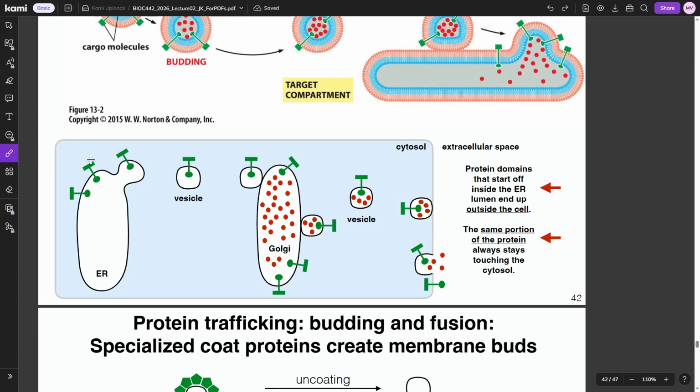Basically, the portion of the protein that is touching the cytosol in the beginning also touches the cytosol in the end. This flat part in the ER, this protein is in the ER membrane, right? The flat part is in the cytosol. Once it's been transported to the Golgi and then eventually to the cell membrane, it's still the flat part in the cytosol. True for all proteins, pretty much. Some exceptions, of course, but always true. Please remember that.